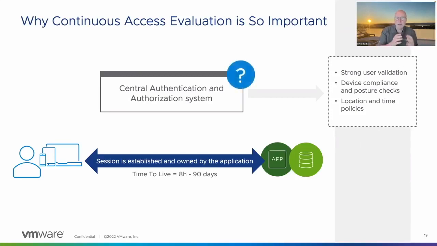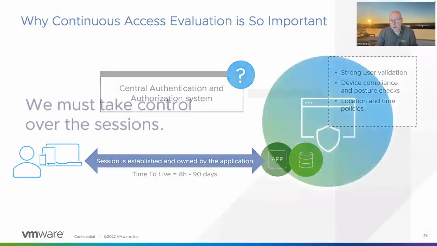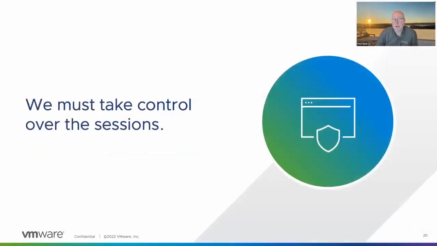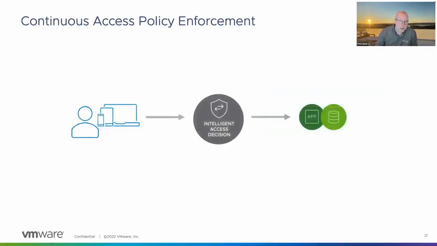So our central, many times the identity provider, is out of the loop. It has absolutely no control over the sessions once we grant that access initially. So in my opinion, the most important thing that we need to focus on once we have built much more context and data awareness is to actually allow for us to do this continuous. So that requires us to take control over the session. Remember this intelligent access decision component I mentioned earlier.